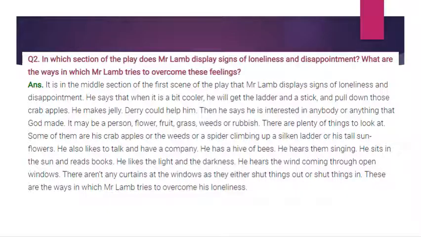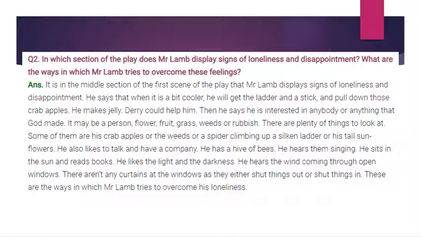What are the ways in which Mr. Lamb tries to overcome these feelings? It is in the middle section of the first scene of the play that Mr. Lamb displays signs of loneliness and disappointment. He says that when it is a bit cooler, he'll get the ladder and a stick and pull down those crab apples. He makes jelly. So what is he doing? He's trying to keep himself busy with all these works.